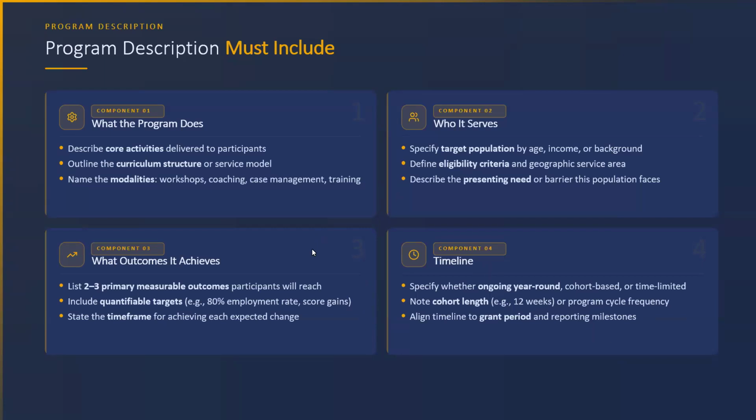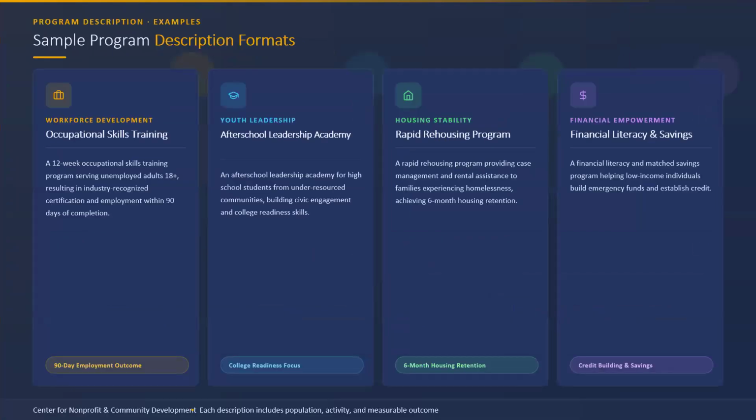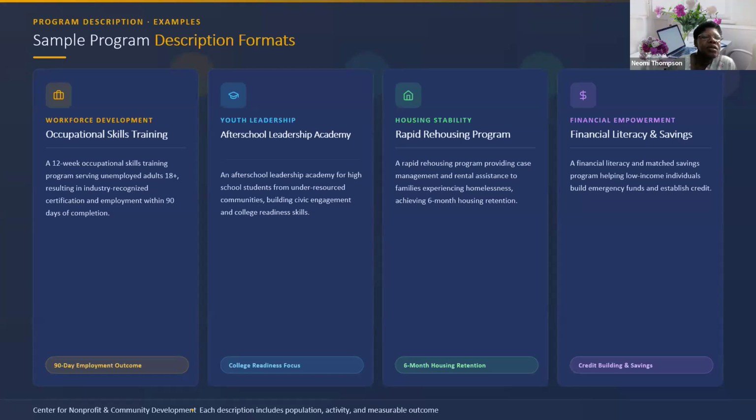Any questions? No, it's a mouthful. Okay, read this for me. Sample program description formats. Workforce development, occupational skills training: a 12-week occupational skills training program serving unemployed adults 18 plus, resulting in industry-recognized certification and employment within 90 days of completion.